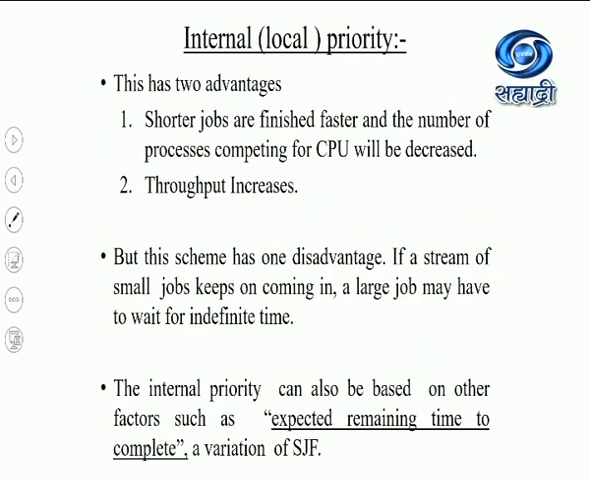Now this has two advantages. Shorter jobs are finished faster and the number of processes competing for the CPU will be decreased. And obviously throughput increases, as the total number of jobs completed is more, and that is why throughput increases. But this scheme has one disadvantage also. If a stream of small jobs keeps on coming in, a large job may have to wait for an indefinite time.